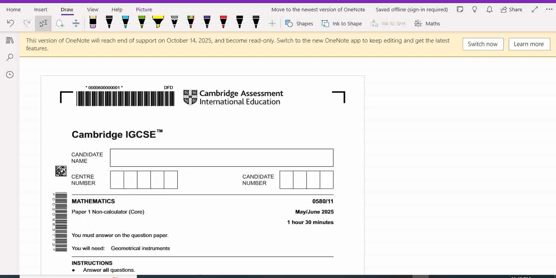Today we have to solve IGCSE Mathematics 0580 Paper 1 Variant 1 of May-June 2025. It is a non-calculator paper, so we are not allowed to use a calculator. Let's start it.